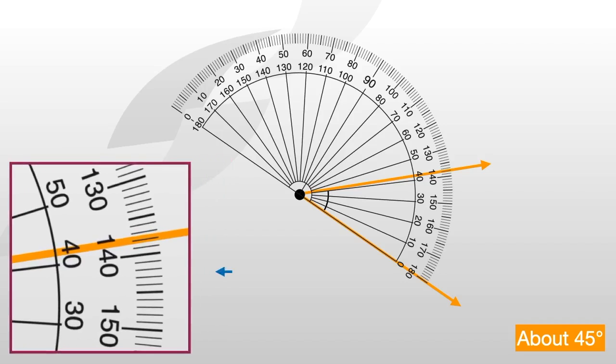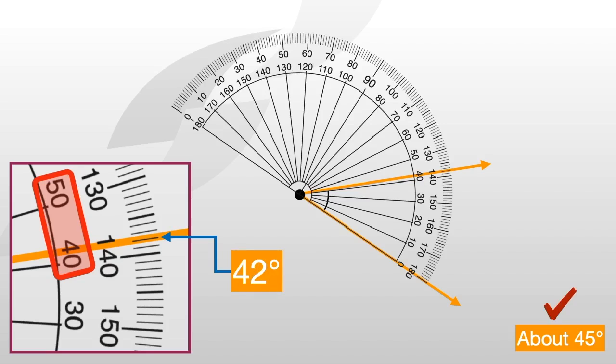The angle could either be between 40 degrees and 50 degrees, or between 130 and 140 degrees. Because angle A is an acute angle, we know it must be between 40 and 50 degrees. There are 10 degree markings between 40 and 50, so angle A is measured to be 42 degrees. This verifies that our estimate was a reasonable one.